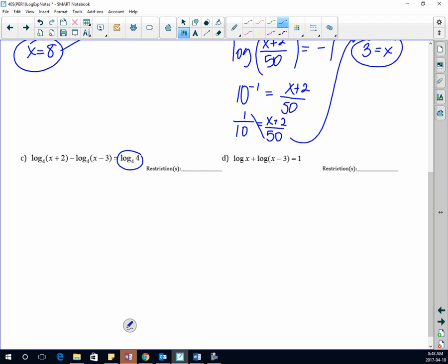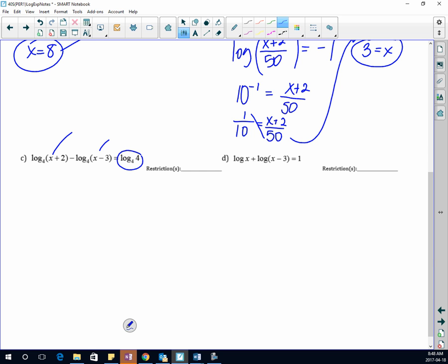I think it's much easier if you just write that as 1. I don't know why they would do that unless they're trying to trick you. Yeah? Okay, what's the restriction? Now, there's 2 things going on here with restrictions. There's something going on here and something going on here. So we have to make a decision on what the restriction is.